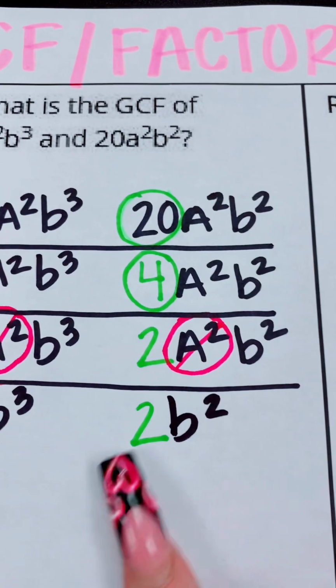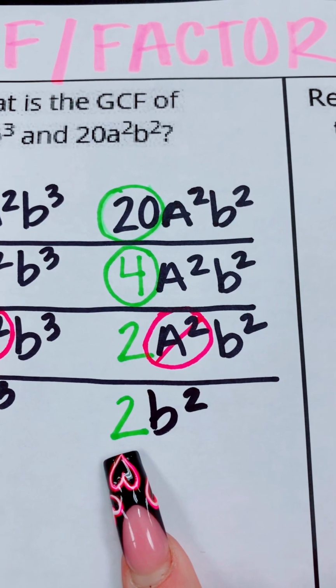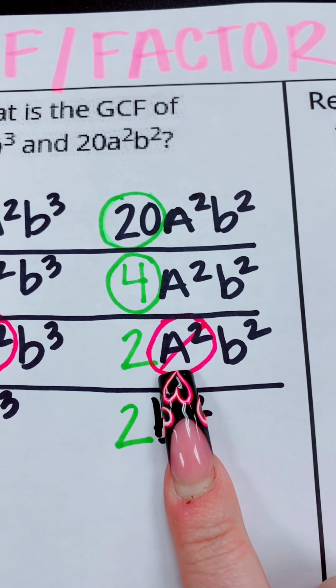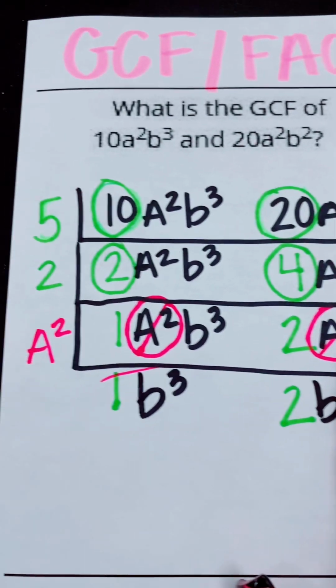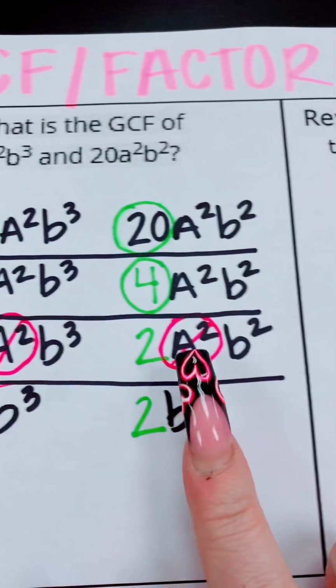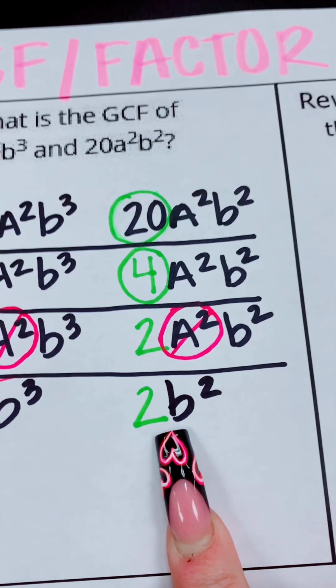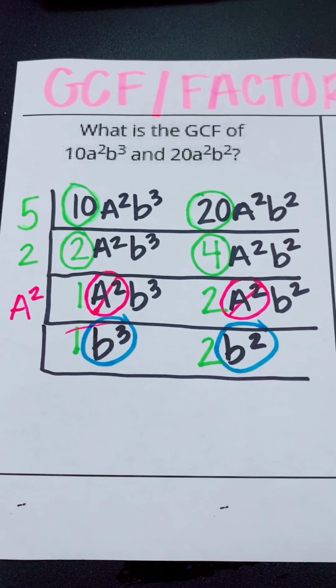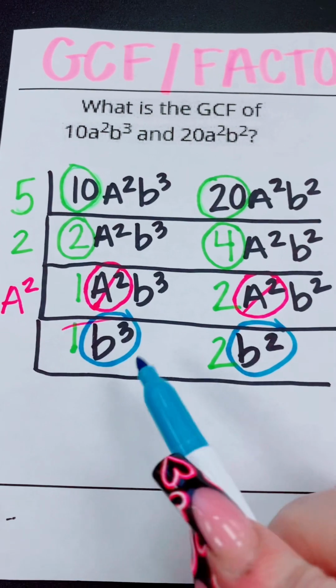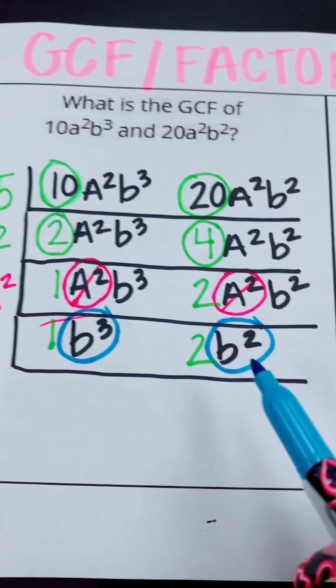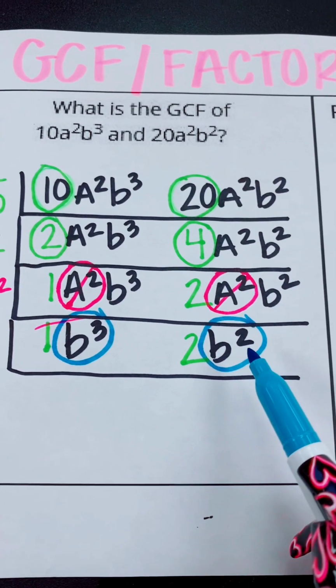For this one, I have my 2 from before when I worked with my numbers. With my variables, 2 minus 2 is 0 again, so these will cancel. And then I will bring down my b term. Now it's time to focus on my b terms. In this one, I have b to the third. In this one, I have b to the second.